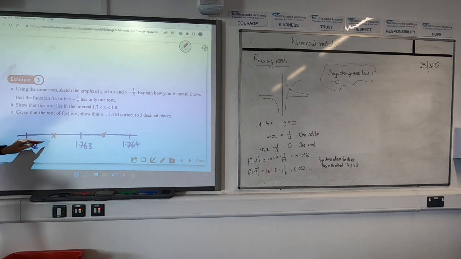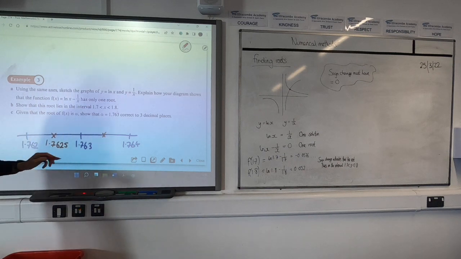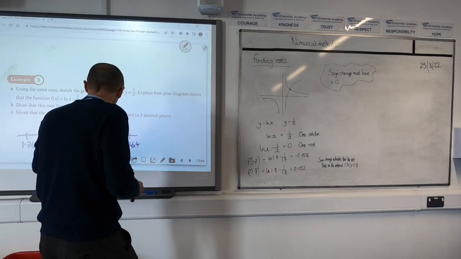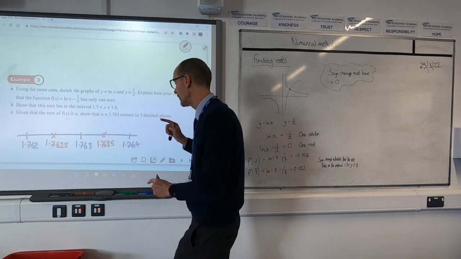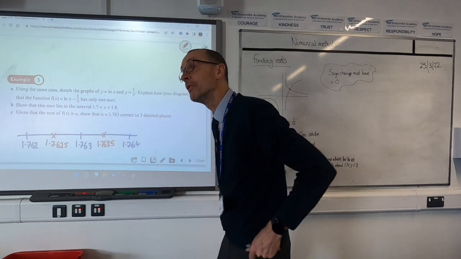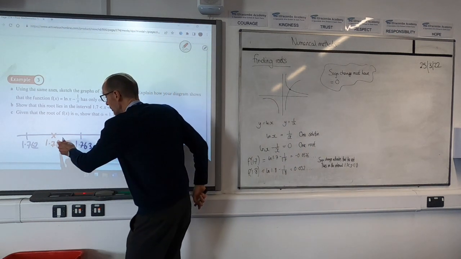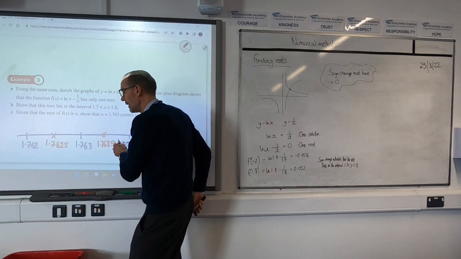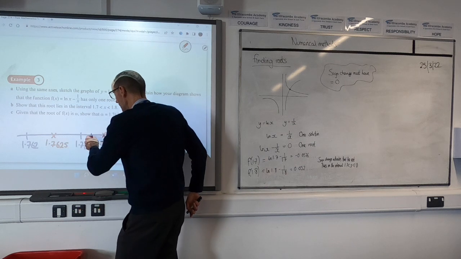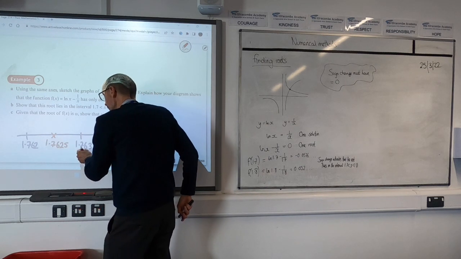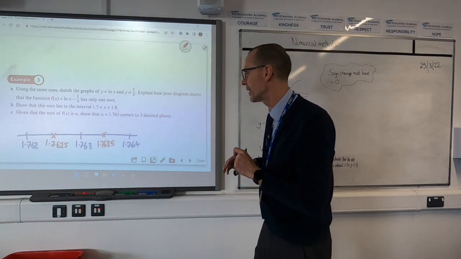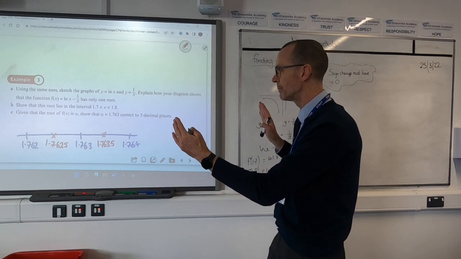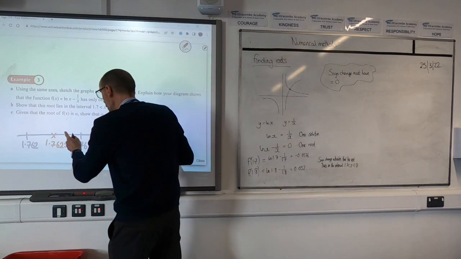1.763 is going to be somewhere between 1.7625 and 1.7635. We know 1.7635 is going to round up, but everything less than that would round down. So if I can prove that there's a sign change between here and here, I'm proving that the root lies somewhere in that interval, and every number in that interval rounds to 1.763. So that's how I answer this. I use the upper and lower bounds of 1.763 to three decimal places and show that there's a sign change.